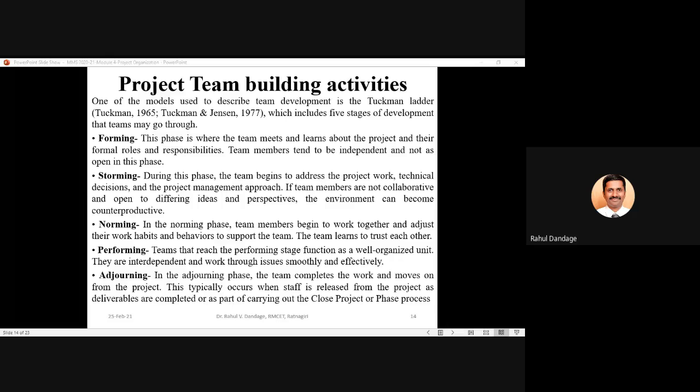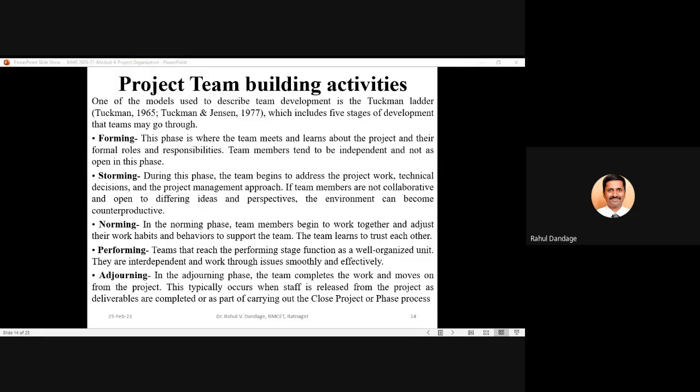In the first phase, forming, they were working independently. Now they are working as interdependent, because there are many dependencies in a team. The people are dependent on each other, so they understand the interdependency and work on that. And they try to work through the issues. Even though there are certain conflicts, differences and issues, they will try to work on those smoothly and effectively.